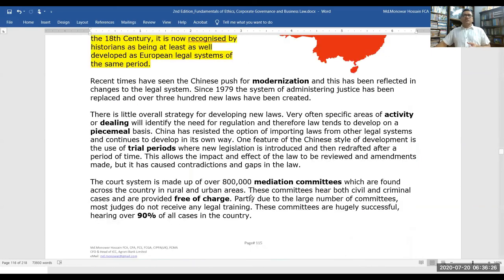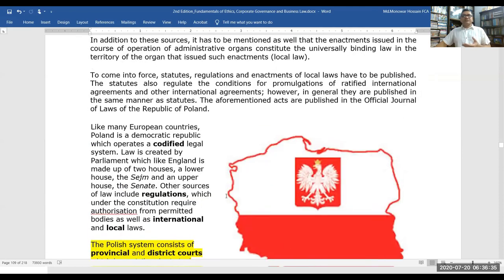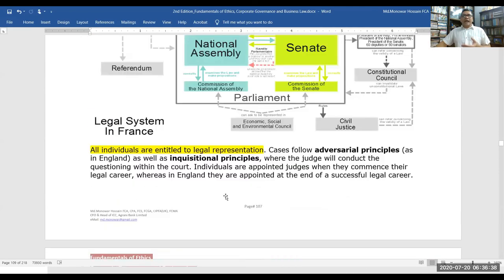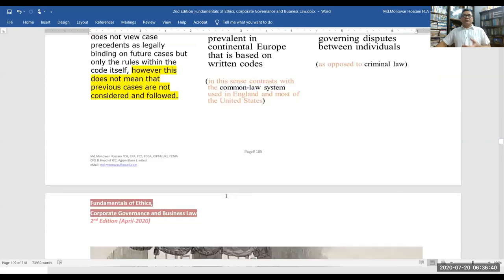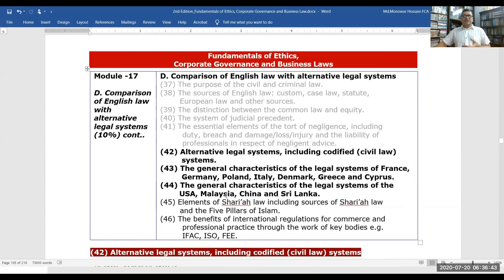So that's all for today. Please download this sheet from my Google Drive and read it thoroughly for better understanding, because here we discuss only the summary. Today we discussed the alternative legal systems, including the codified civil system, and the general characteristics of the legal systems of France, Germany, Poland, Italy, Denmark, Greece, Cyprus, USA, Malaysia, China, and Sri Lanka. So that's all for today.